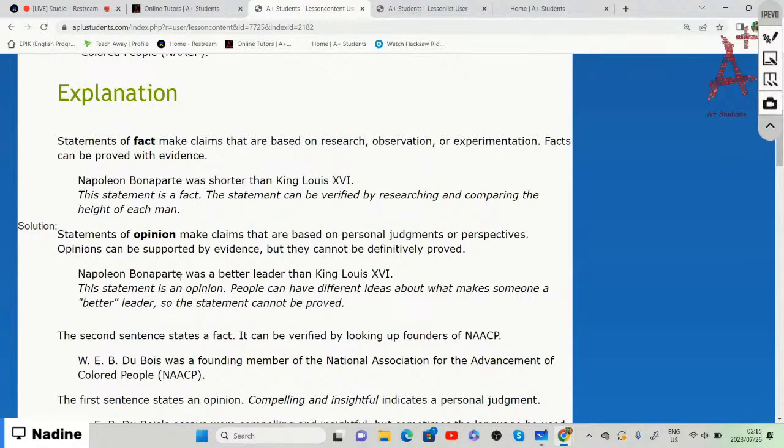And people can have different ideas about what makes someone a better leader, or what they think are better leadership skills, right? So in cases of opinions, these kinds of statements cannot be proved, because if we were to find evidence that Bonaparte was a better leader than King Louis, even if we do interviews as a form of evidence, then of course people's responses will be on the basis of who they liked more.